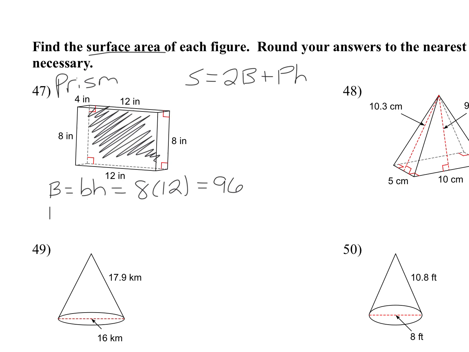Now we need to find capital P. What does capital P stand for? Capital B is area of the base, so capital P is perimeter of the base. How do I find the perimeter of my rectangle? You add the sides up. Yep, what are the sides? 12, 8, 12, 8. Add those together, we get 40.